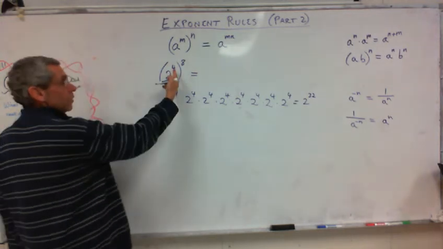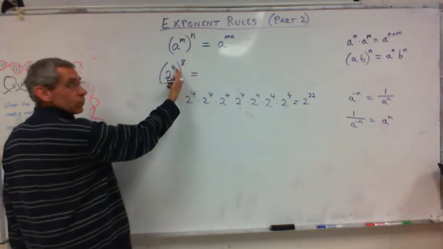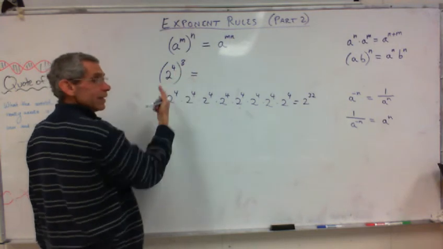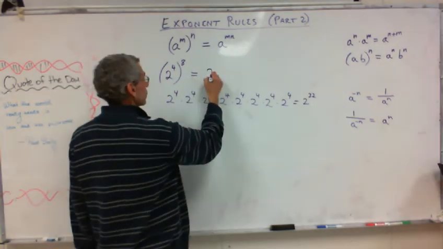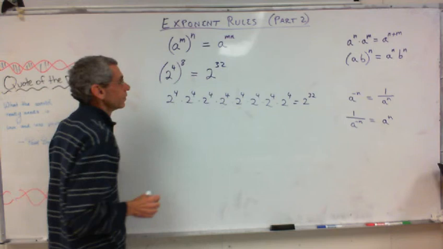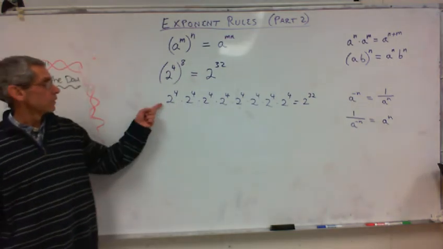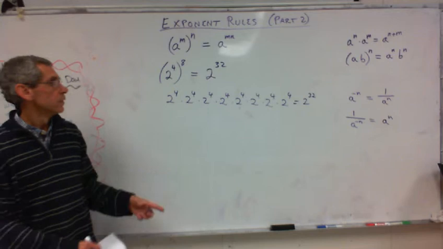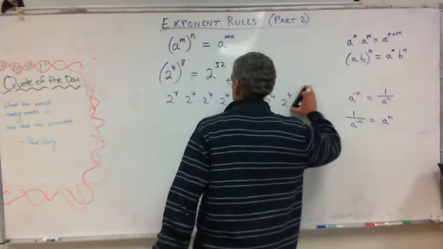All right. So this is 8 times 4, or 4 times 8. All I'm doing is multiplying the exponents together. So my final answer is 2 to the 32. Now, I would much rather do it this way than this way. Wouldn't you? So easy.